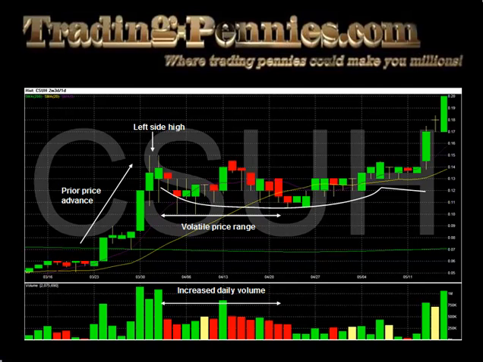The left side of the cup. The high of the left side of the cup is usually formed from a prior advance in the stock, and optimally you'd like to see at least a 30% move. And the left side of the cup represents a pullback from that high. The left side of the cup often shows a lot of volatility in both the daily price range and volume as buyers and sellers jockey for control.